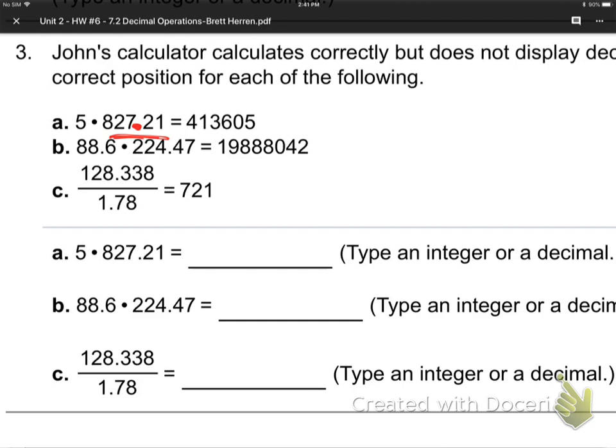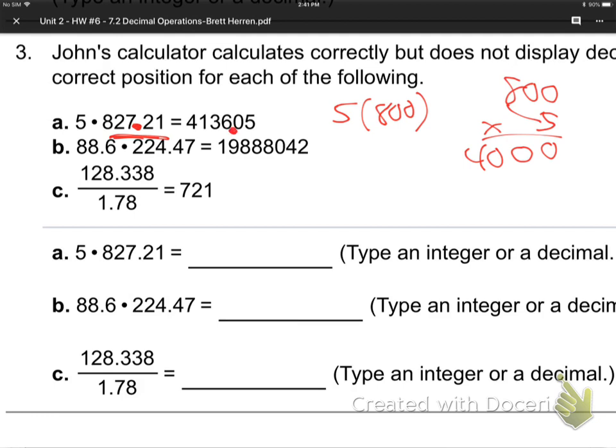What I would encourage you to do is just think about 5 times about 800. Just estimate. We're multiplying 5 times a number that's about 800. So if you did 800 times 5, it'd be 5 times 0, 5 times 0, and 5 times 8, 40. So it's about 4,000, isn't it? So the decimal needs to be right after the 6. The number's about 4,000. We good? 4136.05. That's where the decimal must go.